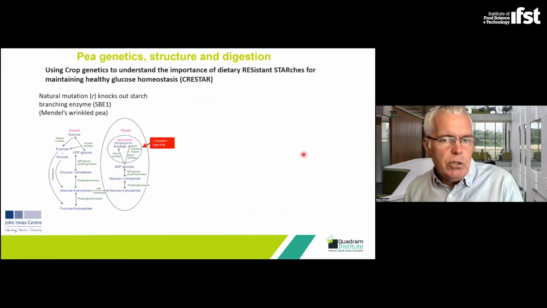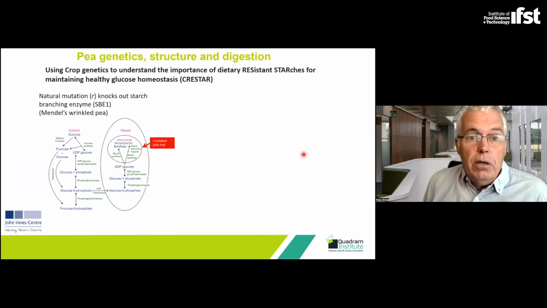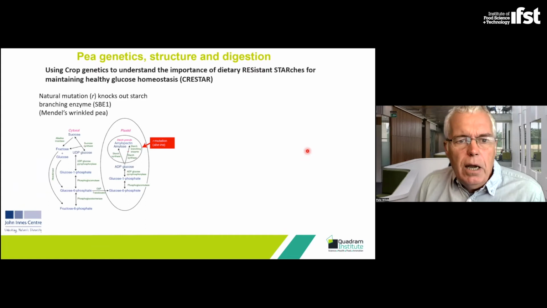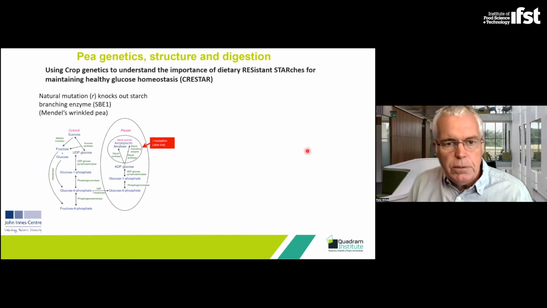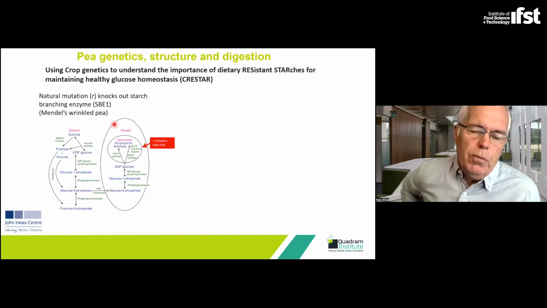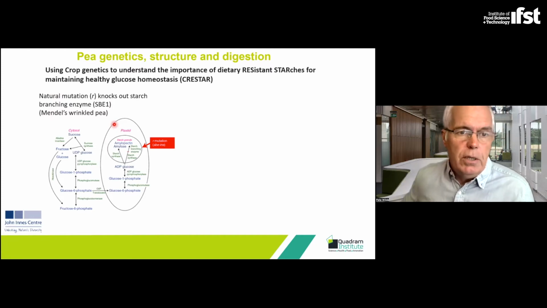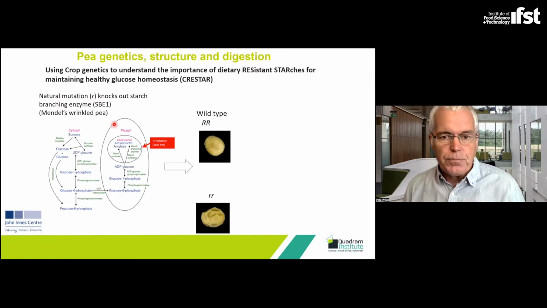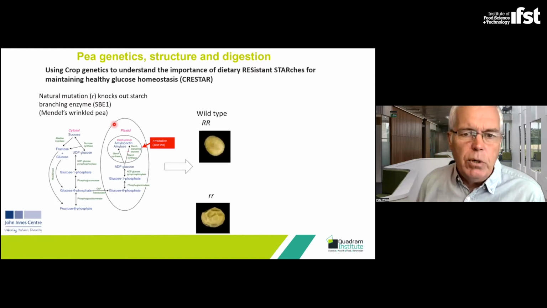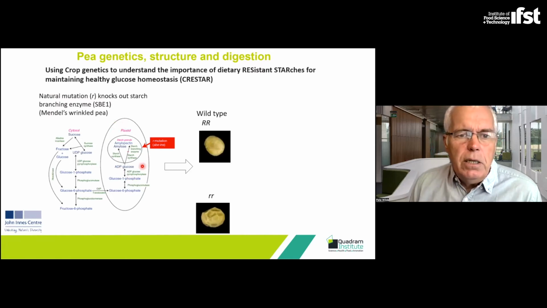So an example of the research that we did in this area was a project with the John Innes Centre and Imperial College, largely focused on peas and resistant starch in peas, and it was focused on Mendel's wrinkled pea. This is one of the mutations Mendel studied, between the round pea and the wrinkled pea, and here, as I mentioned in a previous slide, the starch branching enzyme is knocked out.